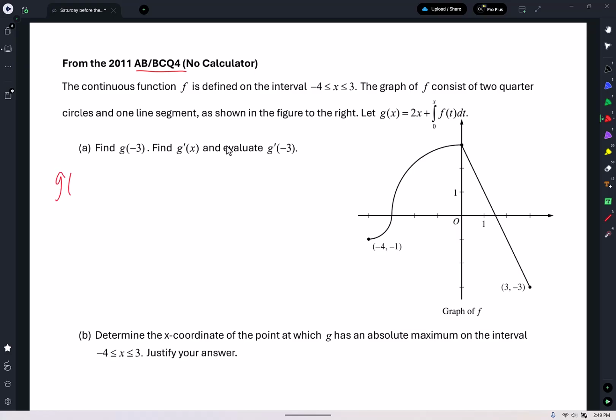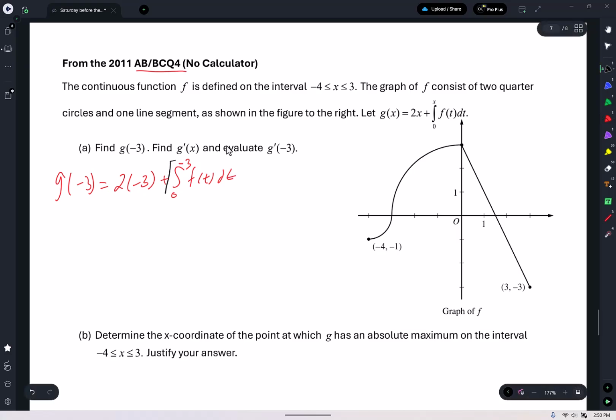So here we go. G of -3 equals 2 times -3 plus the integral from 0 to -3 of f of t dt. This part that I'm putting in a bracket is just the area under that curve. Here's 0, so I'm finding this right here. You're just going to find the area. It's just a quarter circle. Area of a circle is pi r squared, so I'm going to go 1/4 pi r squared. The radius is 1, 2, 3. You could also go on the x-axis there. Now remember, guys, I'm starting at 0 and ending at -3, so you're going to count backwards.